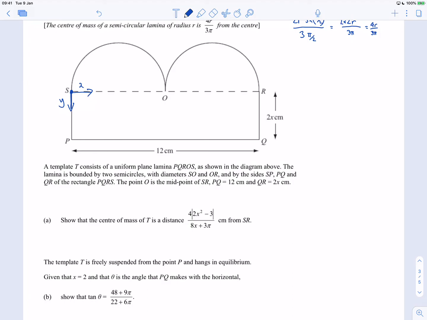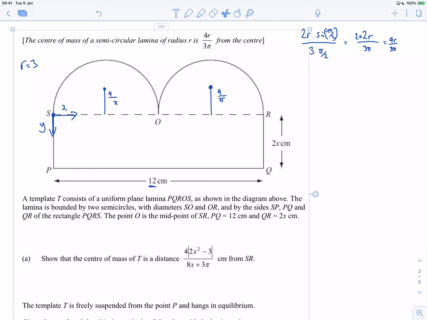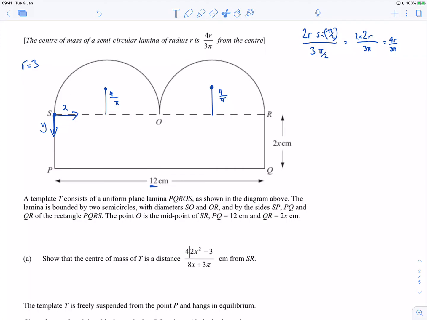So, where are the centre of masses going to be? Well, the centre of mass for this semicircle is going to be here. Well, that's 4r over 3 pi up. And the other semicircle is going to be that, which is 4r over 3 pi. And notice, if the whole thing is 12, then each semicircle has a diameter of 6, so each radius is 3. Well, that means if r is 3, that cancels and that cancels, so it becomes 4 over pi, doesn't it? So the distance is 4 over pi up from the line SR, where the centre of masses are.